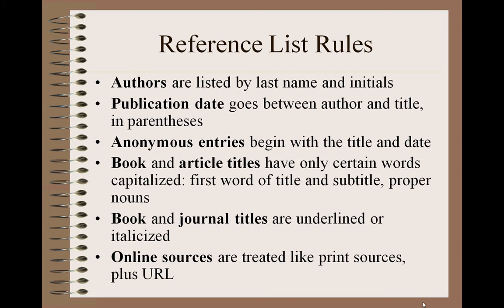The publication date goes between the author and the title in parentheses. Again, the anonymous entries begin with the title and then use the date. The book and article titles have only certain words capitalized. This is very important to remember because students forget this a lot. The first word of the title and the subtitle and any proper nouns or any adjectives derived from proper nouns.